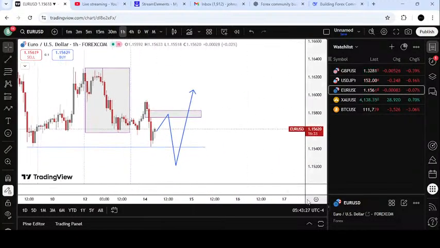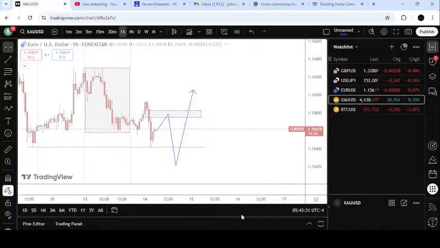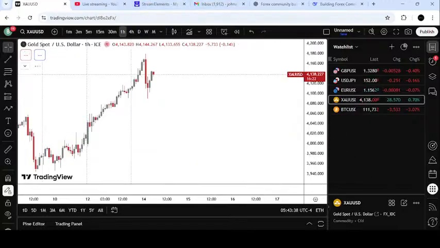Okay. So now, finally, we're going to be looking at gold. Remember, I told you that I'm only going to be looking at 4 pairs before we call it a day.